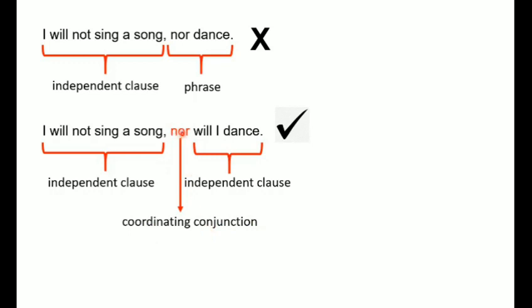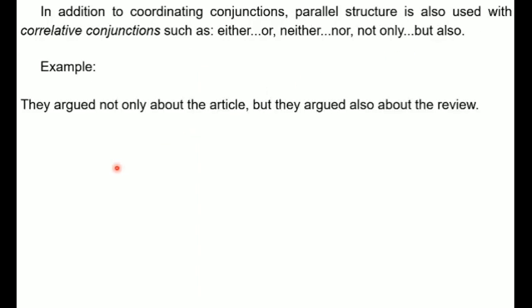The function of this coordinating conjunction is just to connect these two independent clauses. Okay. In addition to coordinating conjunctions, parallel structure is also used with correlative conjunctions such as either, or, neither, nor, not only, but also. Okay, let us consider this example. They argued not only about the article, but they argued also about the review.